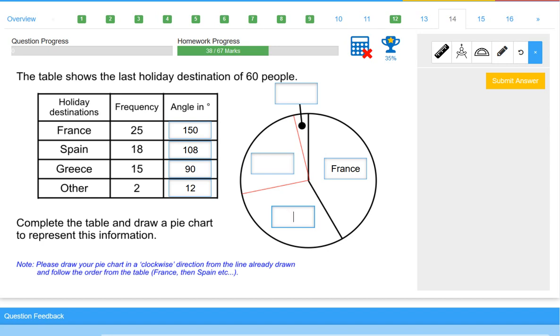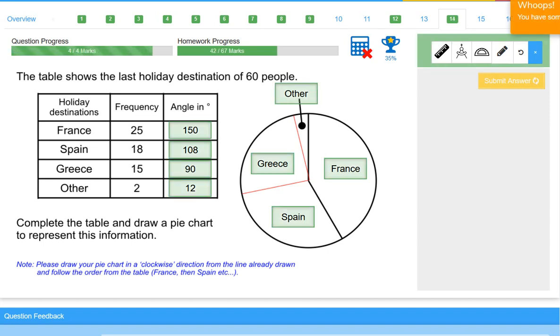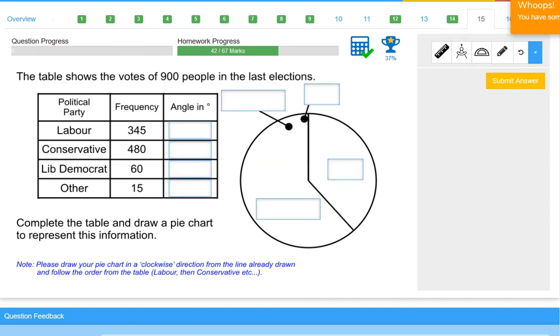So this one should be Spain. And this one should be Greece. And then the last one, the very small one, should be the Others. So that's how we would do the pie chart. Am I close enough? Well, it happens that I am. Terrific. Question 15. Again, a very similar idea.